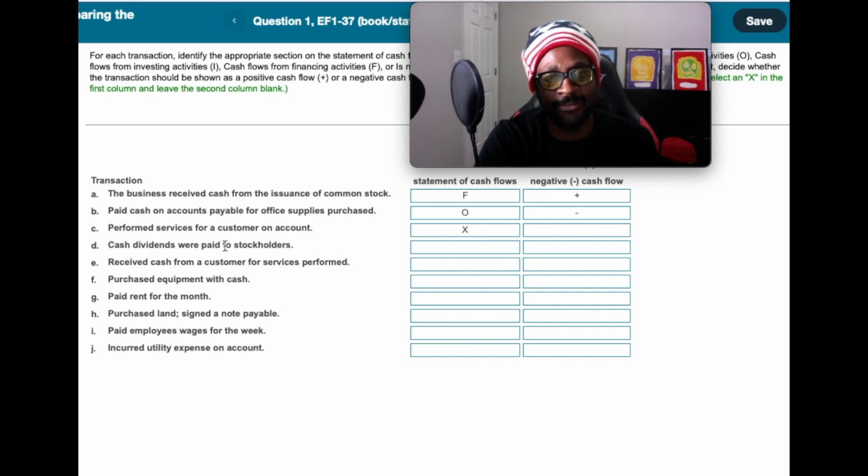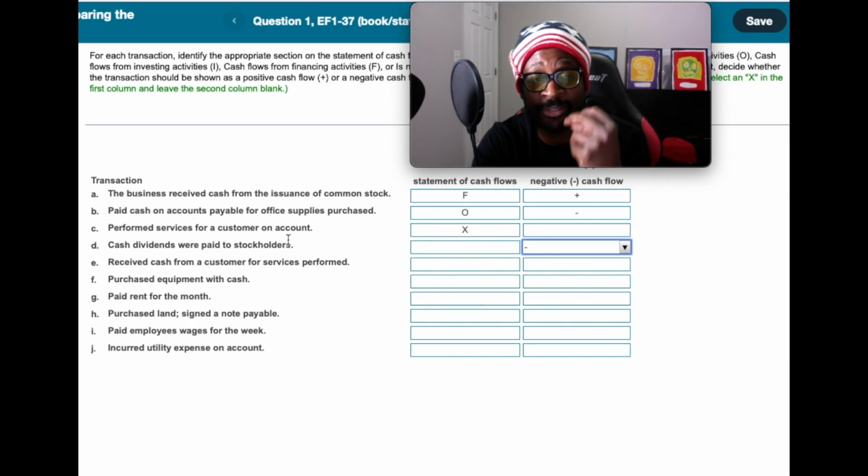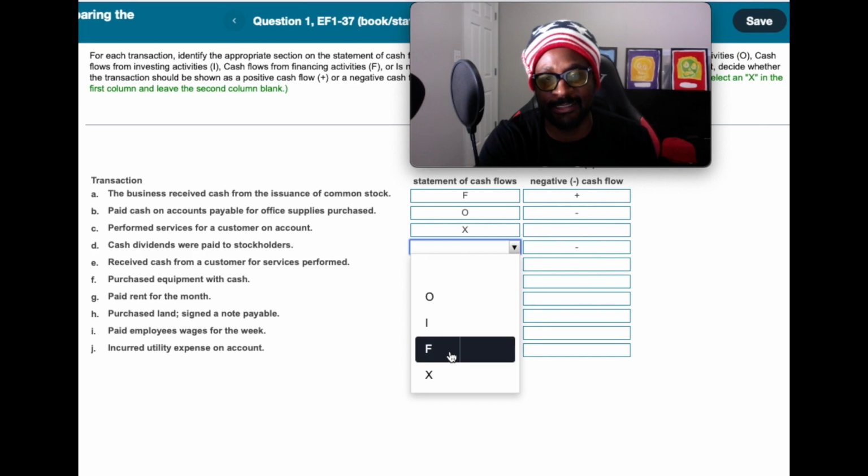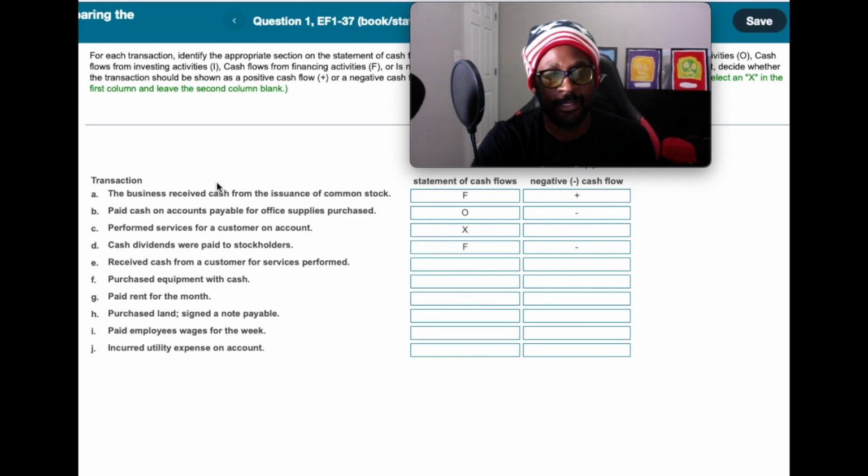D, cash dividends were paid to stockholders. Keywords, cash dividends. So knowing that we paid cash dividends to our shareholders, we know that this is a cash-related activity and it is decreasing cash in the business. Now, why did cash go down in the business? Because of dividends. And dividends affect retained earnings. And retained earnings is a part of stockholders' equity, which dictates that this cash-related activity must be a financing activity.